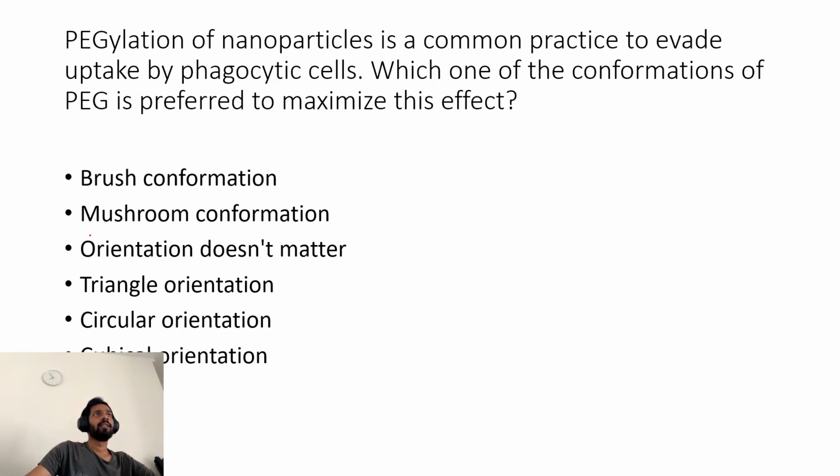Okay. Moving on, pegylation of nanoparticles is a common practice to evade uptake by phagocytic cells. Which one of the conformations of PEG is preferred to maximize this effect? Is it a brush conformation, a mushroom conformation, orientation does not matter, triangle orientation, circular orientation, or cubical orientation?